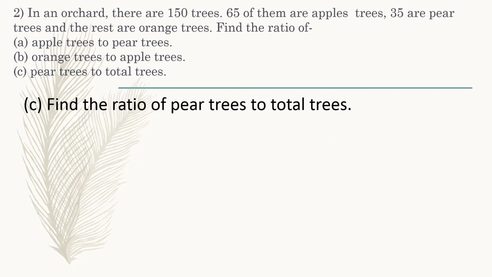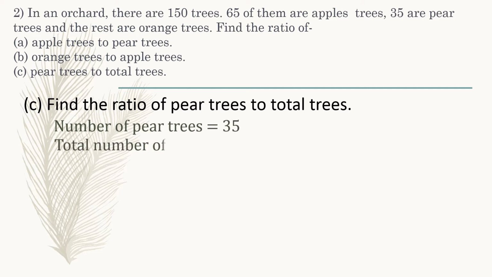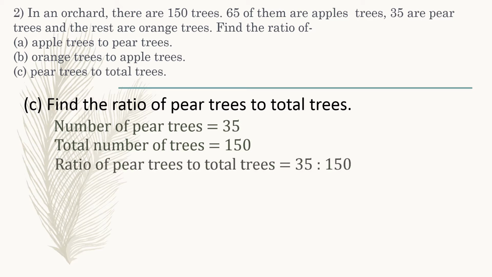Let us solve part C. Find the ratio of pear trees to total trees. See, the number of pear trees is equal to 35 and total number of trees is equal to 150. So the ratio of pear trees to total trees is equal to 35 is to 150. To simplify, write it as a fraction, that is 35 upon 150.